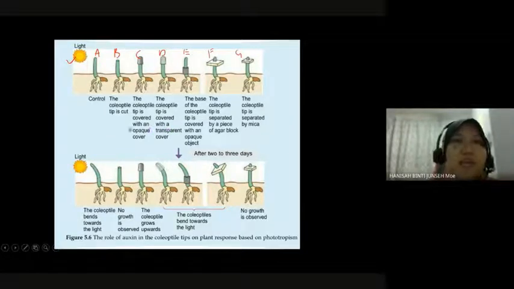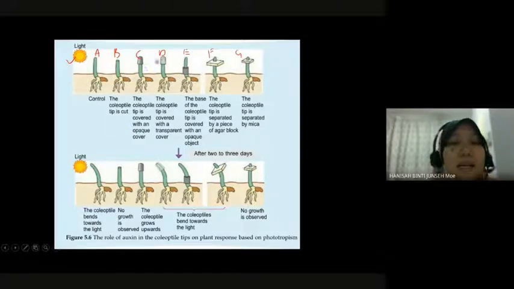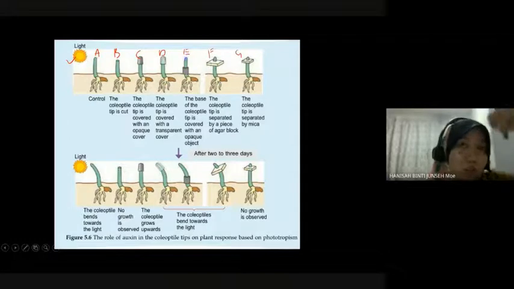So having said that, transparent cover, we know it will let the light pass through. Okay, akan ada cahaya boleh lalu di sini. Dia boleh terima cahaya lah on the seed D. So for E, this time the base of the coleoptile tip is covered with an opaque object. Sama juga opaque object, non-transparent, tapi at this time they put it on the base, di bawah, bukannya betul-betul di hujung.